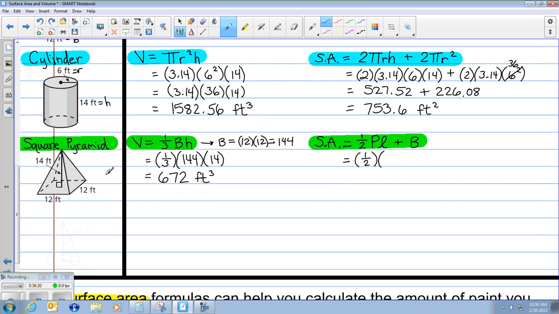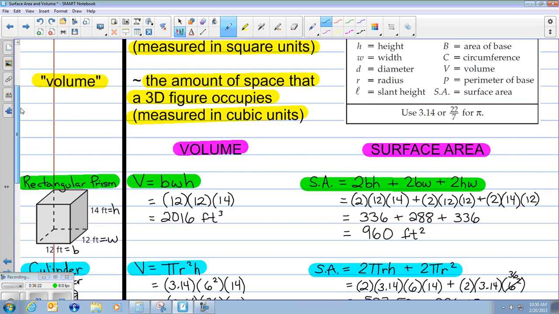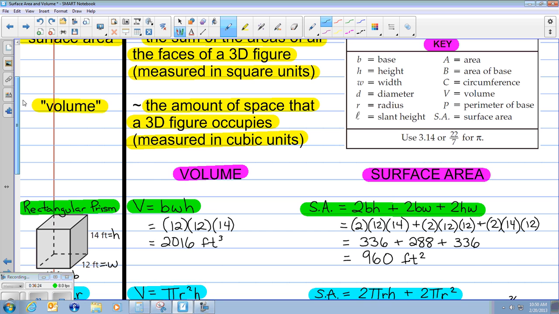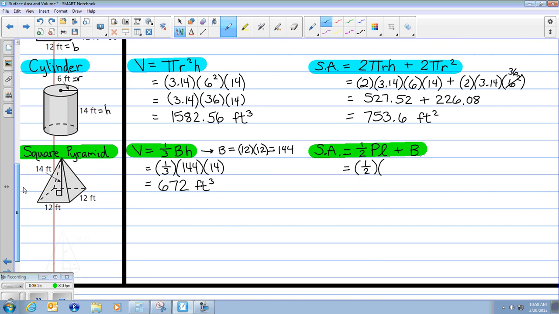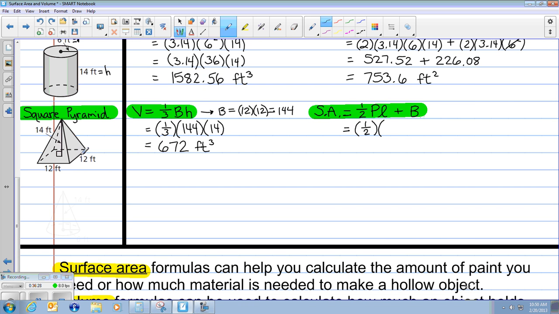times capital P. Well, if you go up and look at the key, capital P is the perimeter of the base. So remember that perimeter means to add all 4 sides. So 12, we're just looking at the base. 12 plus 12 plus 12 plus 12. Don't forget about those 2 back sides. Or just 12 times 4, right? There are 4 sides and they're all 12. So the perimeter of the base is 48.